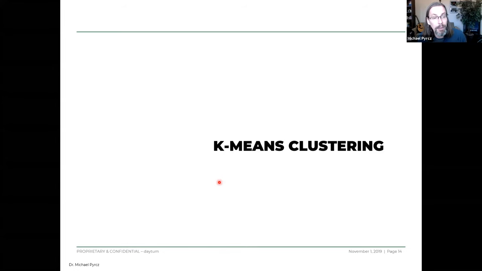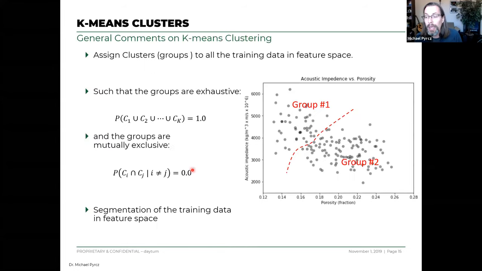Okay, now that we understand prototypes, let's go ahead and talk about k-means clustering. Let's explain some of the details of it. We want to assign clusters, which I could also say is synonymous with groups, to all of the data in the feature space. Okay, so feature one, feature two, this is the cross plot. It's a two-dimensional problem, very simple.